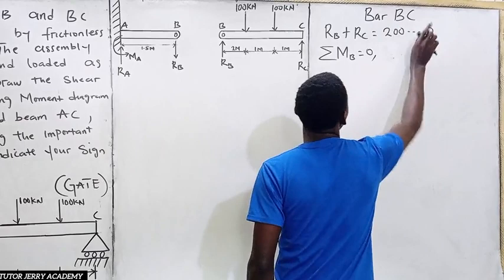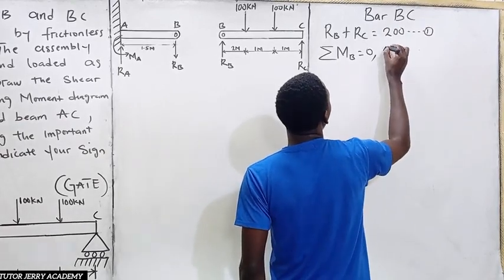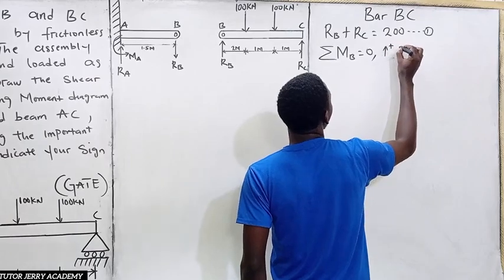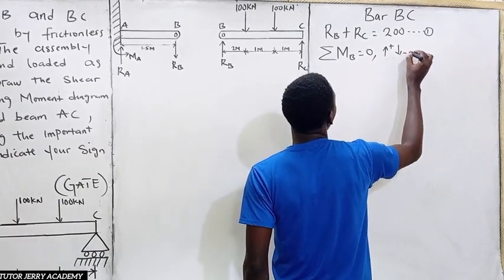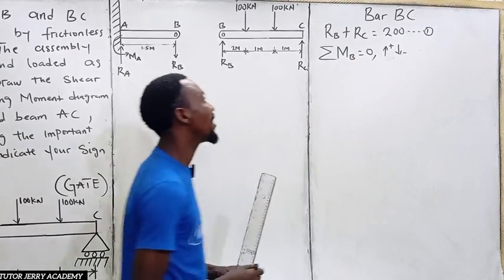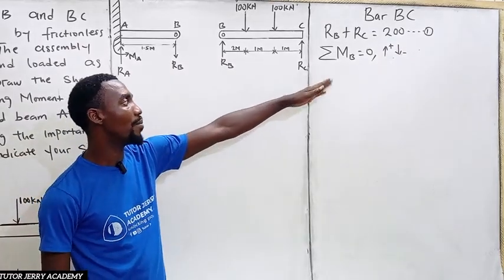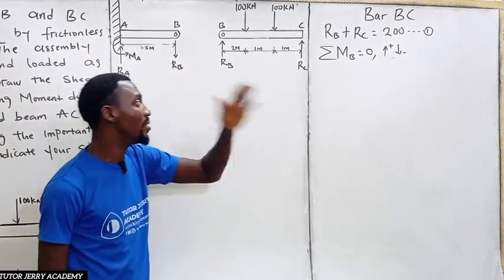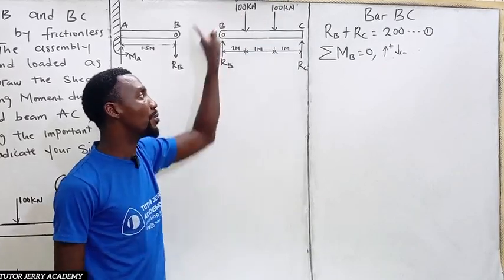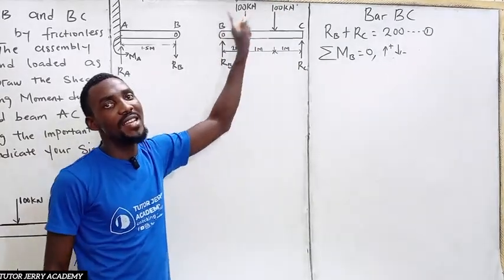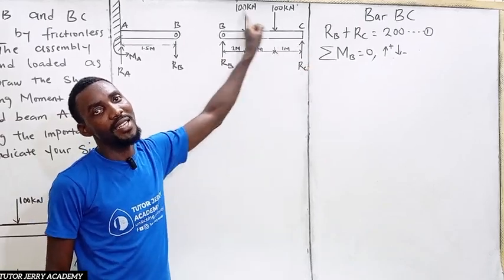All right. So let's clean this part. So here, we're going to be taking upward force to be positive and downward force to be negative. All right. So if we are taking our upward force to be positive, downward force to be negative, the meaning of this is this: upward force will always produce anti-clockwise moment. Is that clear? Anti-clockwise moment.